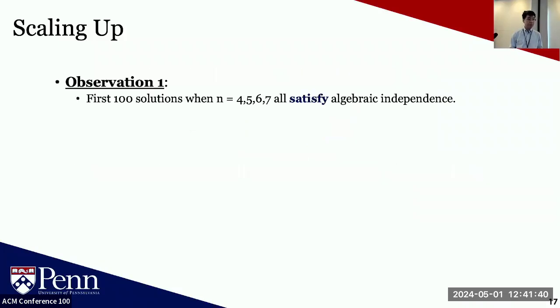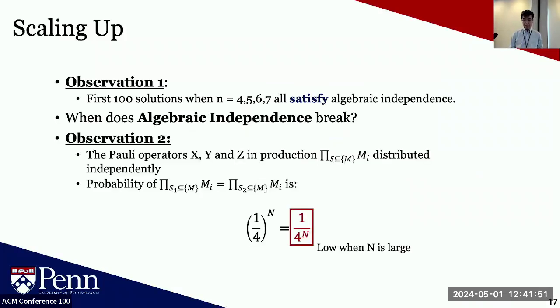So we made some observations. First, we tested some solutions found by the SAT solver without applying this constraint, and the solutions all satisfy it. Second, we notice that the poly operators X, Y, and Z in the production of a subset are distributed independently. So the probability of two strings being equal is actually 1 over 4 to the power of n, which is quite low when n is large. So that's why we can actually get rid of this constraint.